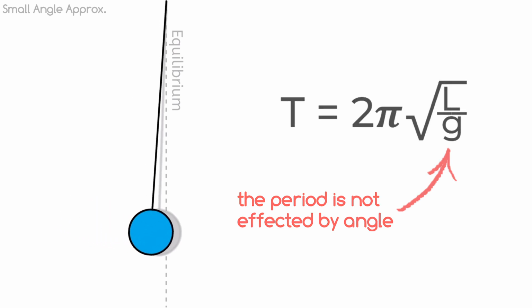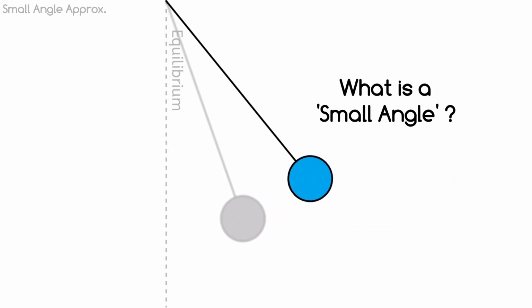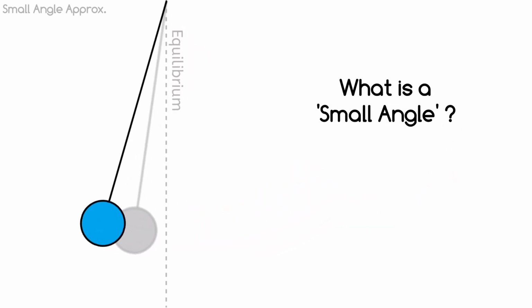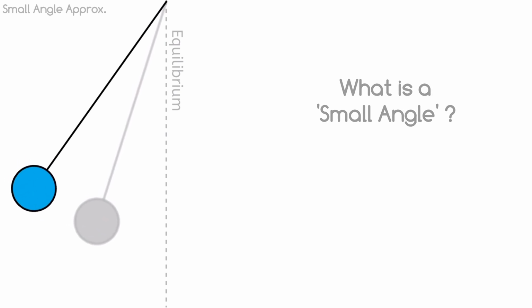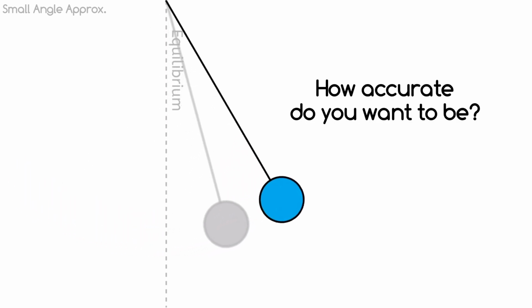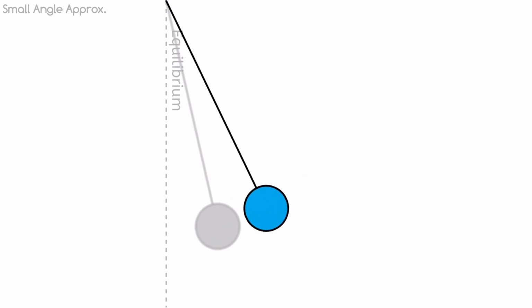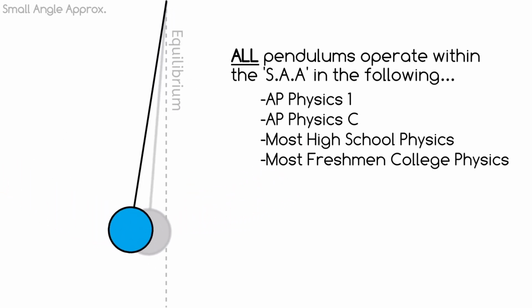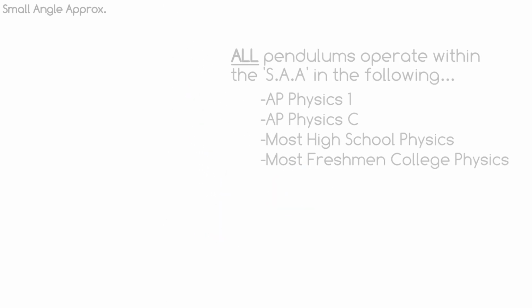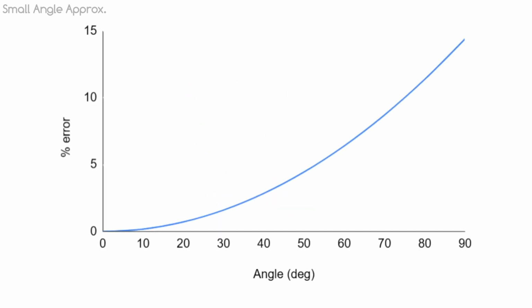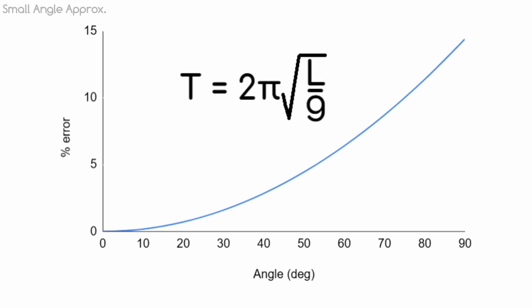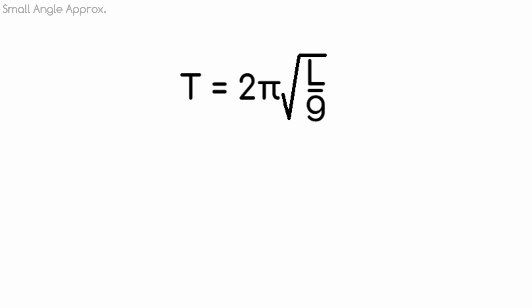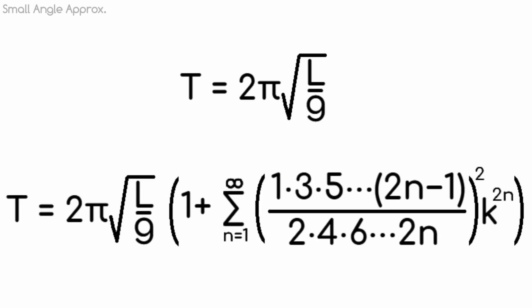Now, I know some of you out there are wondering just what angles constitute a quote small angle. And there's no right answer here. The question really is, how accurate do you want to be? But I will tell you this. If you're in most high school or early college physics courses, AP and the College Board, they don't care. It's always a small angle. But this graph shows the percent error of our equation as a function of the release angle. This equation does a pretty good job of approximating the period of a pendulum, even though in reality the equation is more like this. But that's a topic for another day.